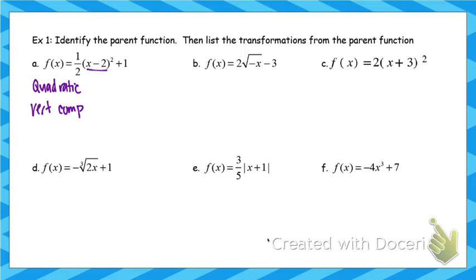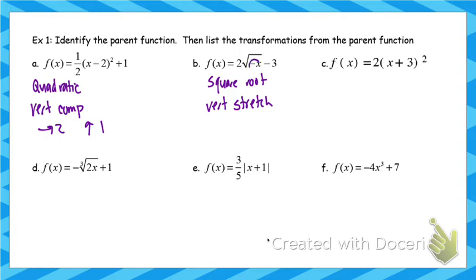All right, minus 2, that is a shift right. And plus 1, that is a shift up 1. All right, over here, this function, on b, that is the square root parent function. The 2 out in front, that's a vertical stretch because it's bigger than 1.